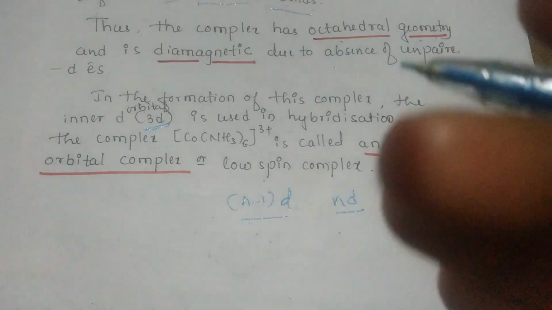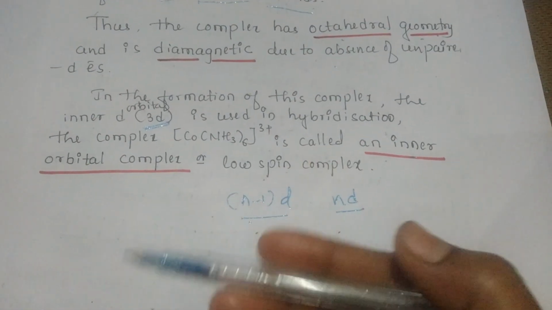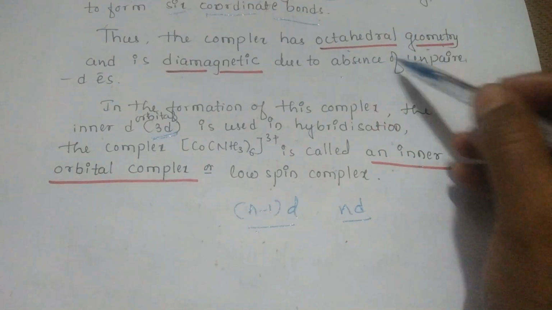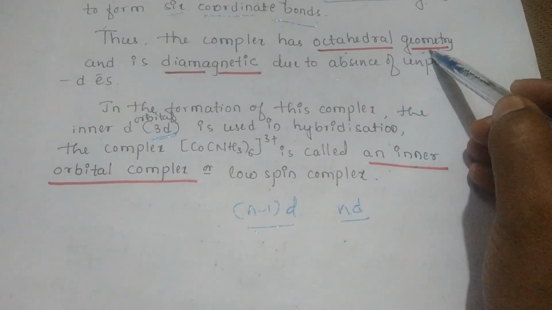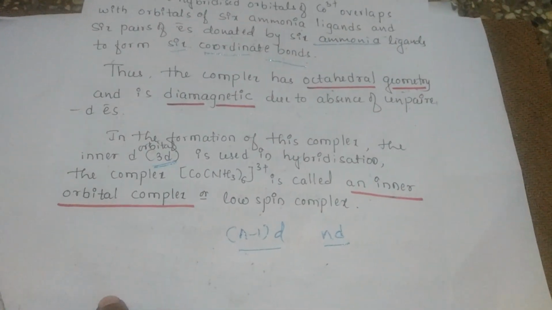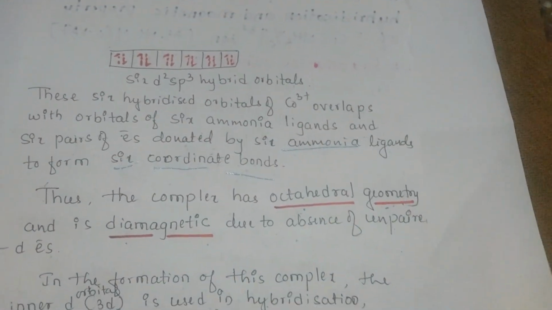So this is about the formation of a complex based on VBT. Here the geometry is octahedral, the magnetic property is diamagnetic, and the hybridization is d2sp3, yes, d2sp3 hybrid orbitals.